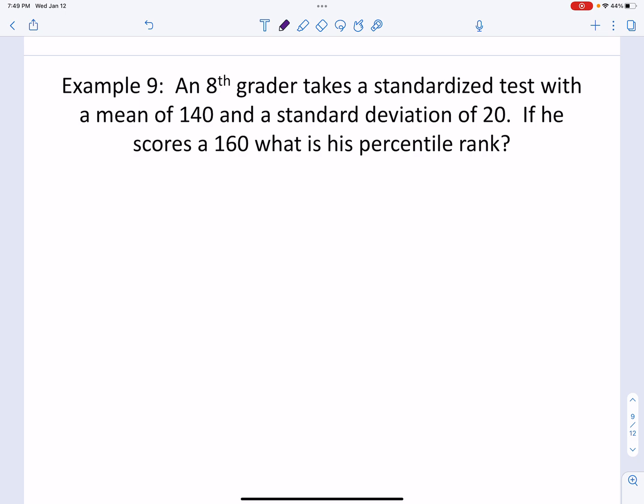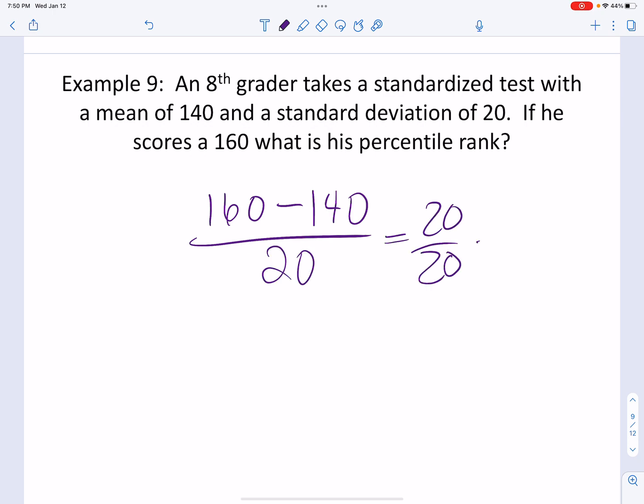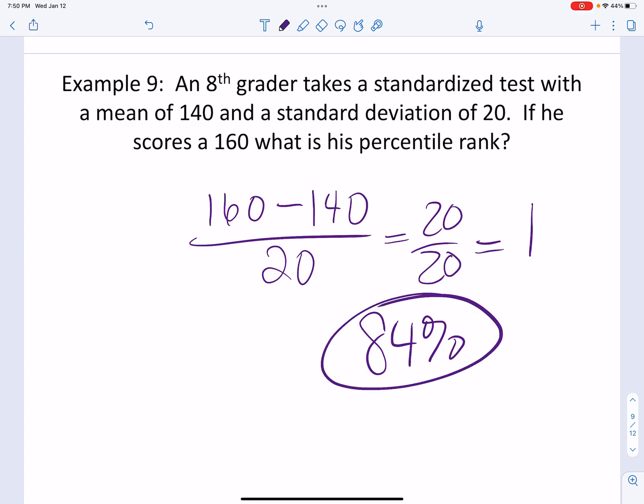Okay. An 8th grader takes a standardized test with a mean of 140 and a standard deviation of 20. If he scores a 160, what's his percentile rank? So he's above, right? 140, and you divide by 20. So that's 20 divided by 20. Well, that's one standard deviation. We learned that. That's going to be 50 plus 34, so that's going to be 84%.